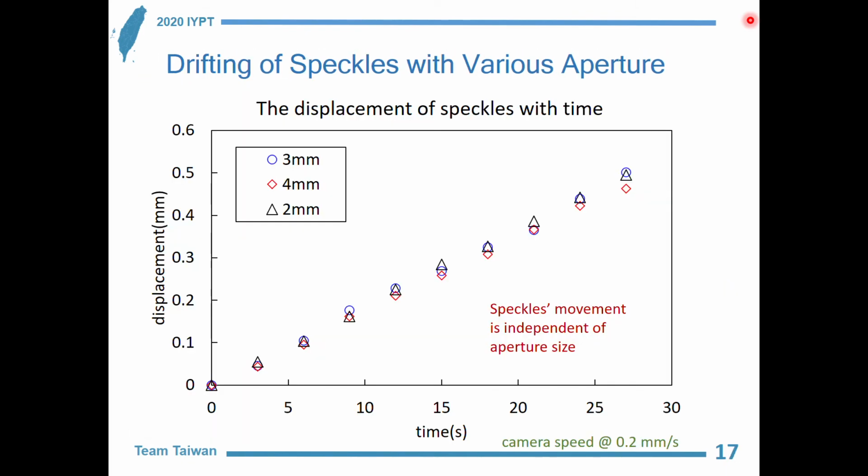Then, by measuring the displacement of speckles with time for various aperture diameters, which are 2, 3, and 4 millimeters, it is found that the speckles formed in all three cases move at the same speed. The drifting of speckles is completely independent of the size of the aperture. In this displacement with time graph, you can see that I put three examples with different apertures. They fit each other quite well, while the formation of the speckles varies largely with size and pattern. Also, our experimental data agrees well with the theory that the drifting speed of speckles will not be affected by the diameter of the aperture.